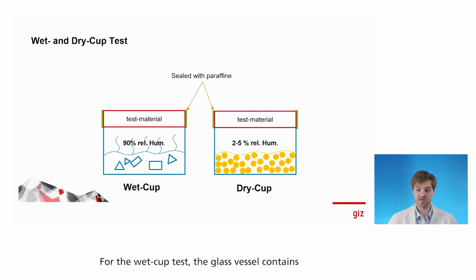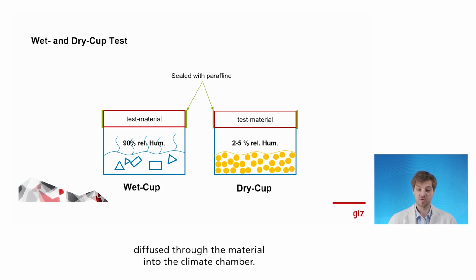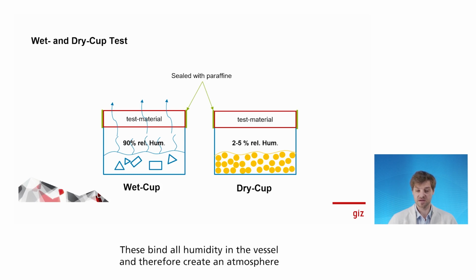For the wet cup test, the glass vessel contains a special solution that generates a humidity of 90% in the vessel. By regular weighing, it is possible to measure the amount of water diffused through the material into the climate chamber. The preparation of the material for the dry cup test is the same as with the wet cup test. But in the dry cup test, the vessel is filled with silica balls. These bind all humidity in the vessel and therefore create an atmosphere with 2 to 5% relative humidity within.